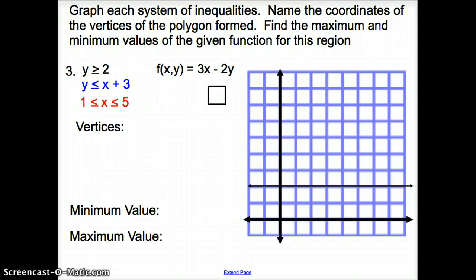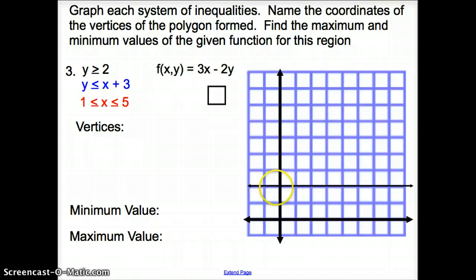Now, to everybody's favorite, we're going to get to graph here. Now we're given a system of inequalities, and we're going to graph these inequalities, find their vertices, and then plug them into this function. So we're going to start with y is greater than or equal to 2.